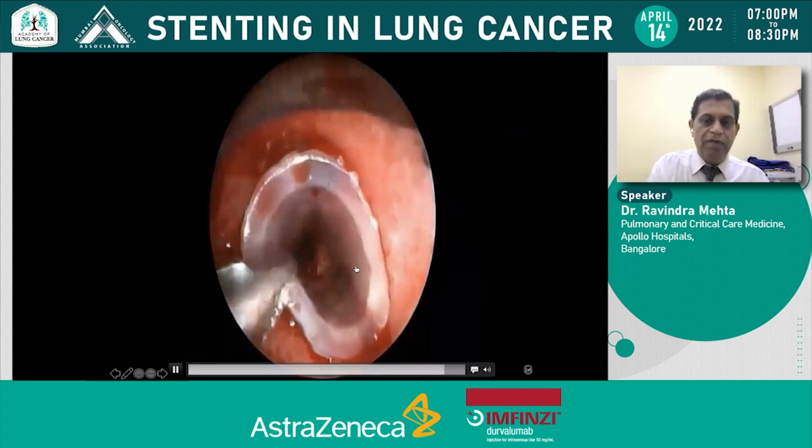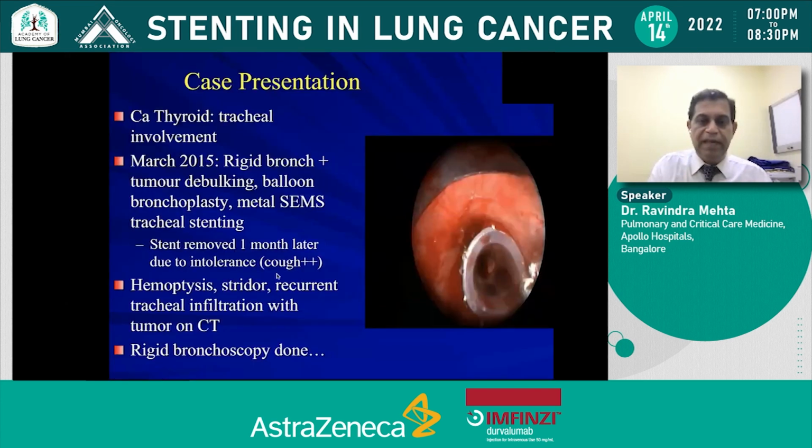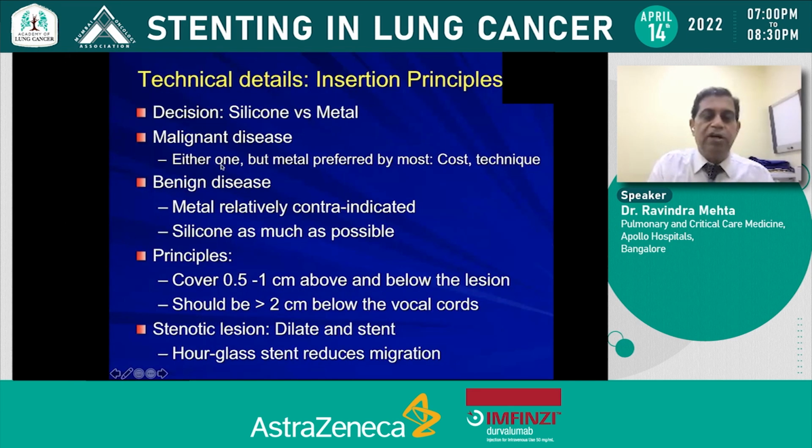We are putting a stent over there to make sure it's a good fit, and that gives this person their airway back. What do these three cases show us? These are all stenting done for central airway obstruction in malignant disease. So now the main topic, technical details.